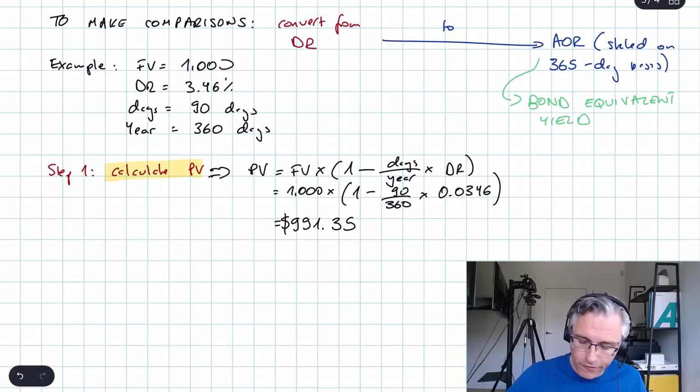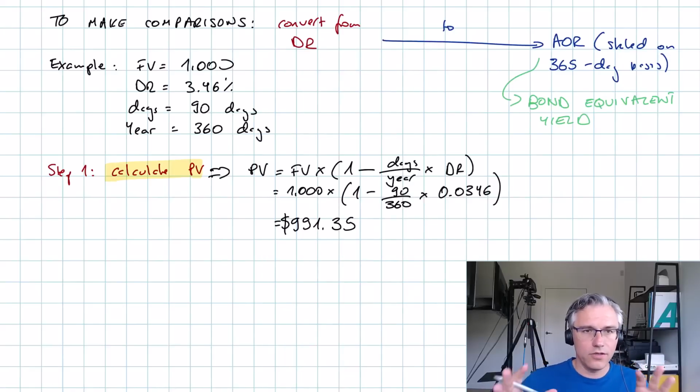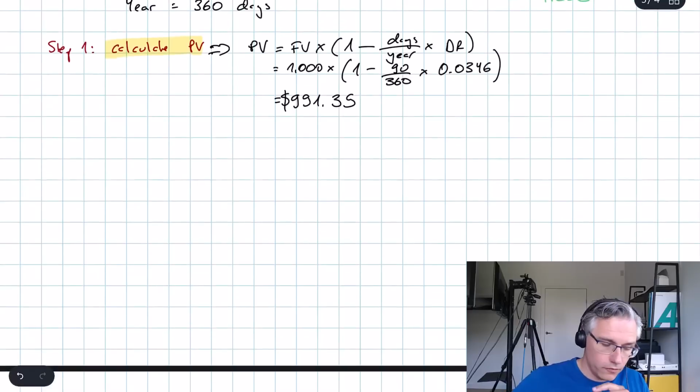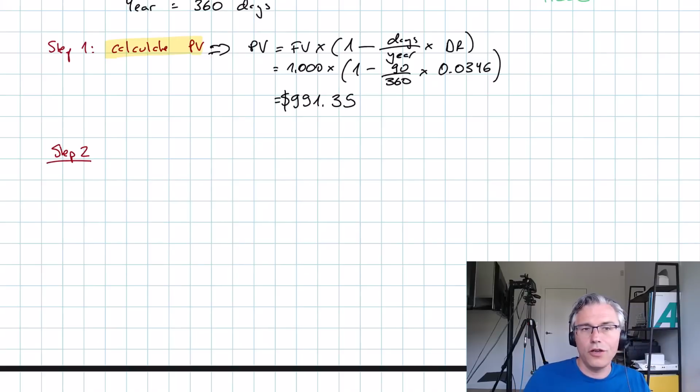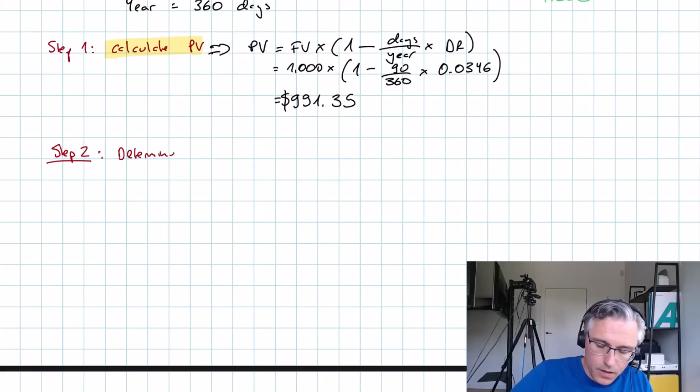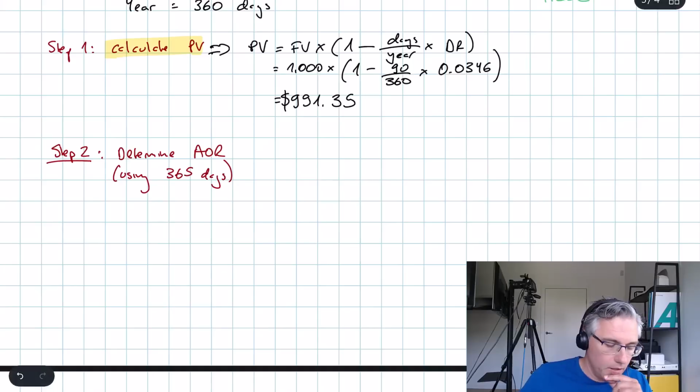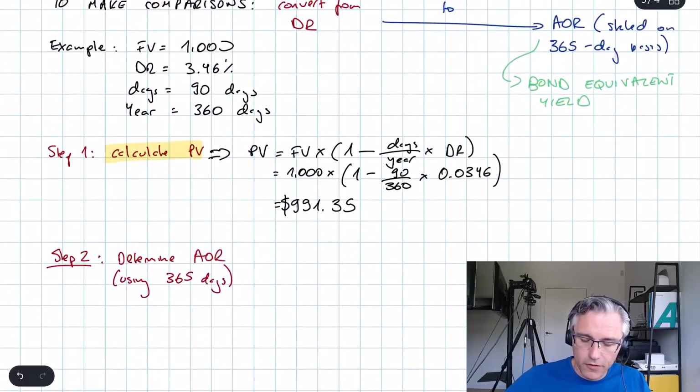You need to know that first. And to compute the PV, you apply the relevant convention that is suitable for that security, or for that instrument. But then, as part of step 2, you use that input to determine the AOR, using 365 days. Okay. What was the formula for the AOR?